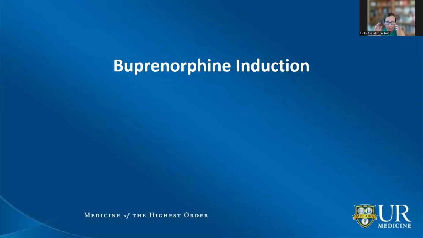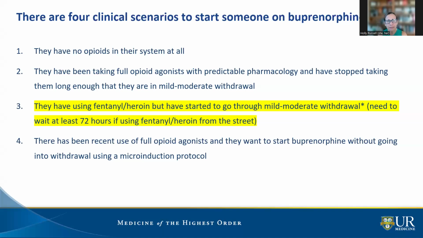Okay. As I mentioned, it can be a little complicated to get patients on buprenorphine if they have other opioids in their system. So we're going to spend some time now talking about buprenorphine induction. There are four basic clinical scenarios to start someone on buprenorphine. One, they have no opioids in their system at all. This is the easiest one. You don't have to worry. You can start them on a low dose of buprenorphine and you can titrate up. You don't have to worry about precipitated withdrawal in this scenario because they have no opioids in their system.